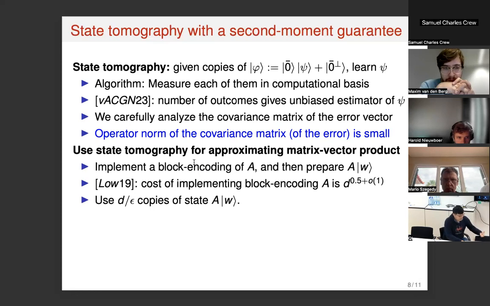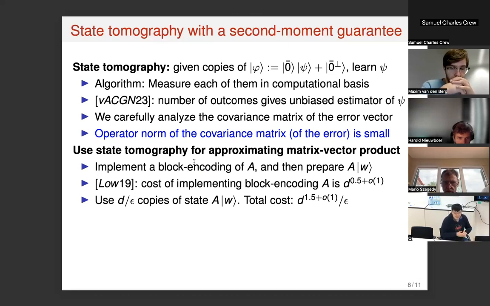And then by using the state tomography tricks, we know that if we prepare d to the epsilon copies of the state AW and then measure, we can get a good approximation for the vector AW. So the total cost will be square root of d times d to the epsilon, which is d to the 1.5 over epsilon.